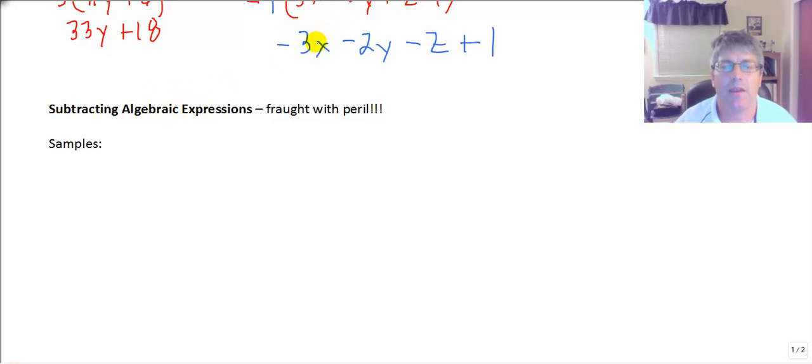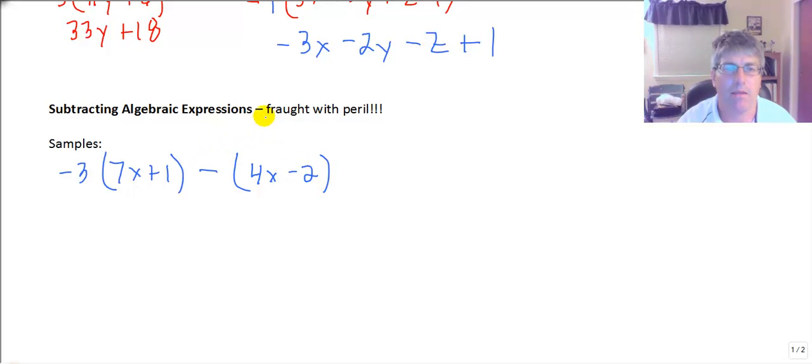Subtraction and distributing a negative, there are some commonalities in there. We will see that subtracting algebraic expressions is fraught with peril. So for example, if I asked you to simplify negative 3 times 7x plus 1 minus the quantity 4x minus 2. This minus sign here is fraught with peril because we have to remember to take the opposite of both the 4x and the negative 2. We've got to apply that negative all the way through. Aren't we going to apply the negative 3 all the way through here on the left?